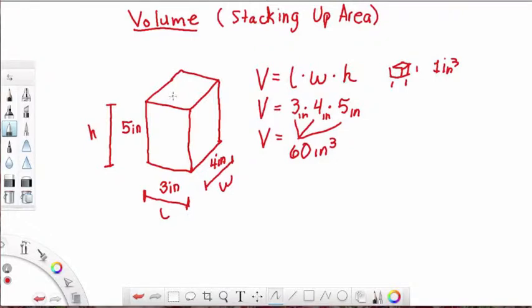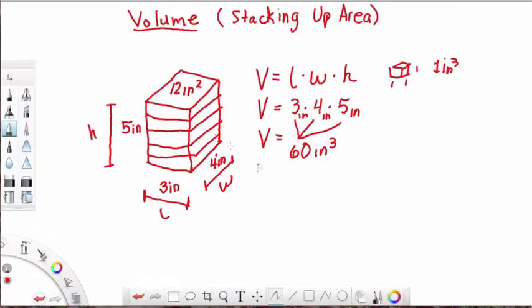So if we take a look at our base face, which is a rectangle, right up here, what are the dimensions of it? It's 3 by 4. So this would have the area of 12 inches squared, right? But we don't have just one of these. We have 1, we have 2, we have 3, we have 4 and 5. Sorry about that, got a little crazy there.